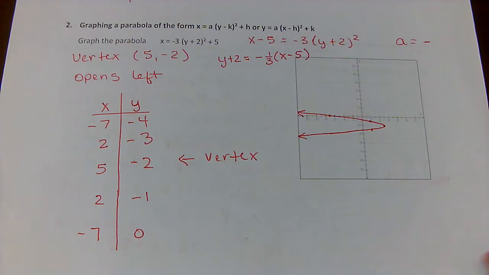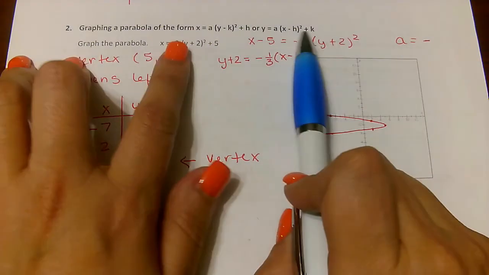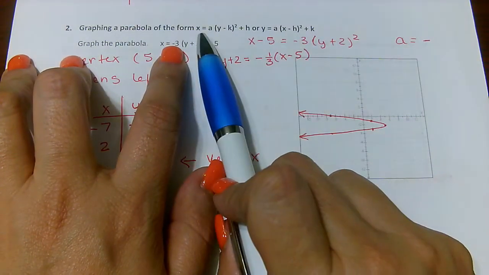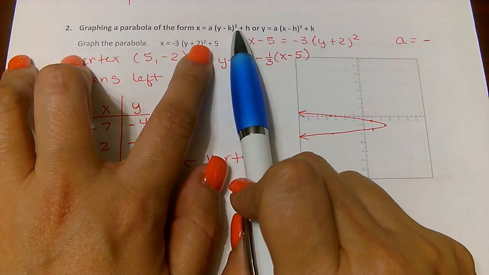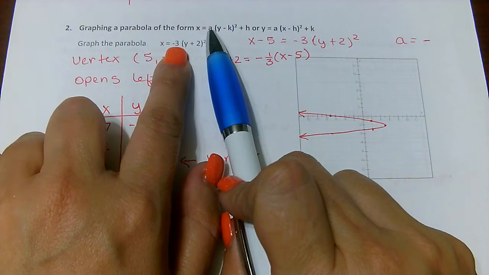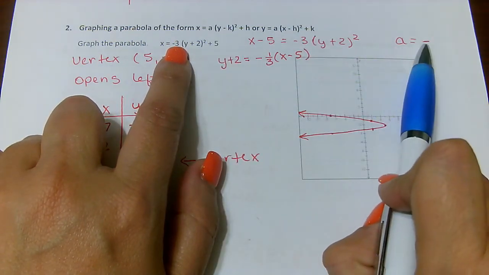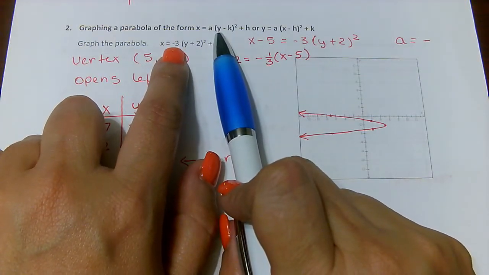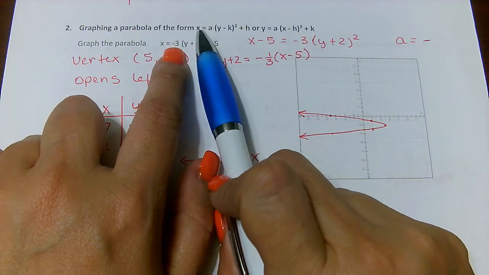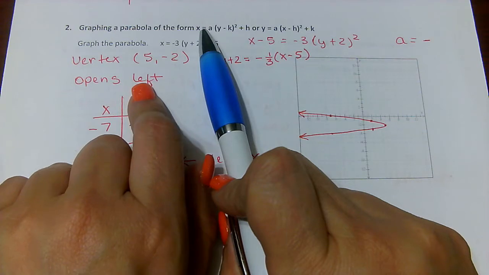Number 2. Number 2 says to graph the parabola in this form. First thing we want to do is determine which form we have. Since we have the x listed first, it means that we're following this form. So the a is going to be equal to -3. I went ahead and put our a is negative. Remember, when your a is negative, it's either going to open up left or it's going to open up down. Because the x is in the first part, our graph opens up to the left.